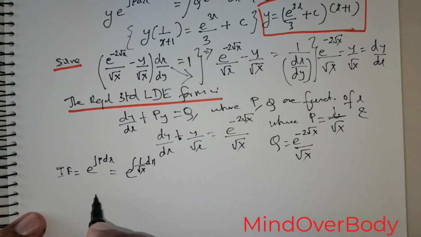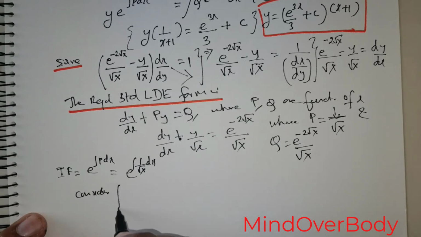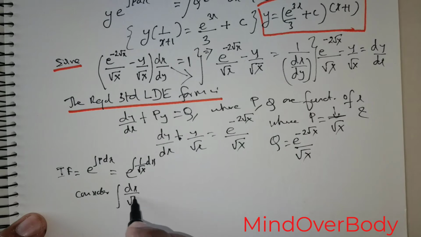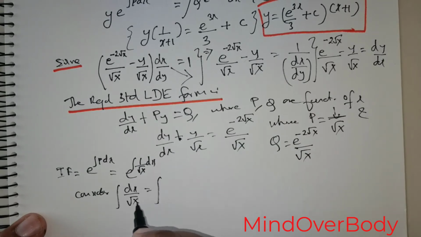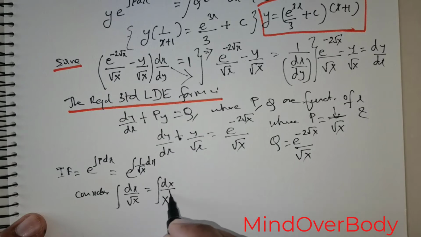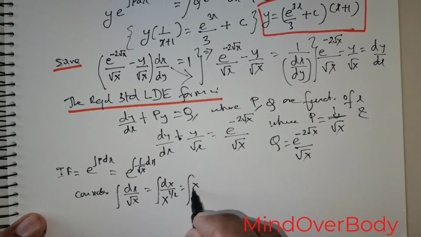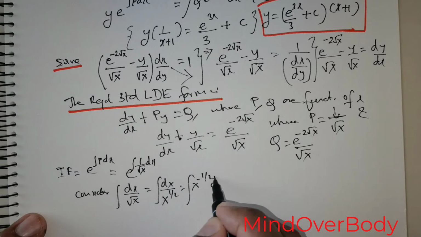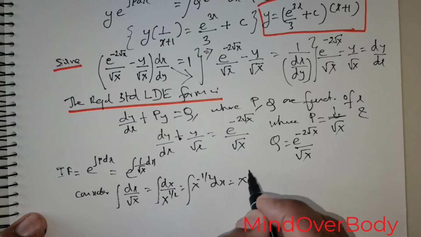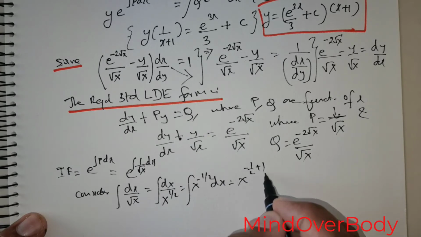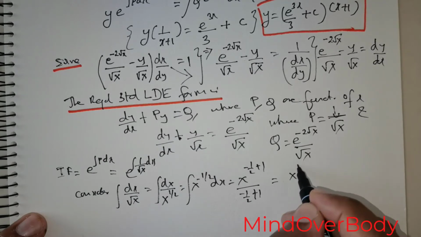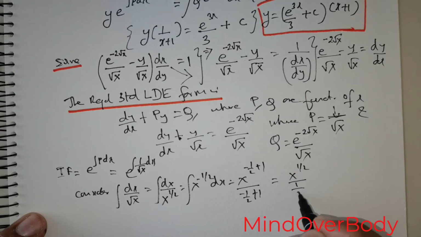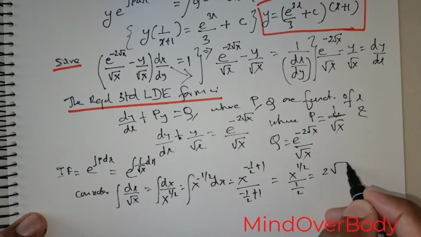So what I wish to do is first consider the integral of dx divided by root of x. This integration is rewritten as dx divided by x raised to the power of 1 over 2, which is nothing but x raised to the power of negative 1 over 2 times dx, which is x raised to the power of negative 1 over 2 plus 1, divided by negative 1 over 2 plus 1, which is x raised to the power of 1 over 2 divided by 1 over 2, which is nothing but 2 times root of x.